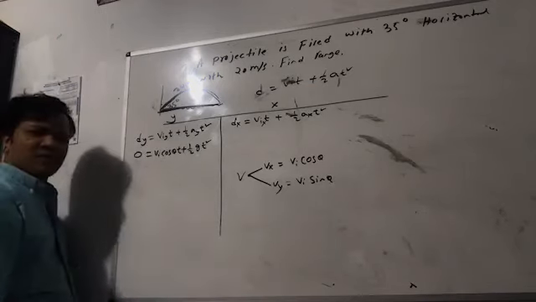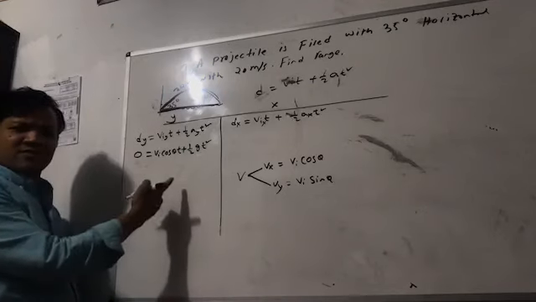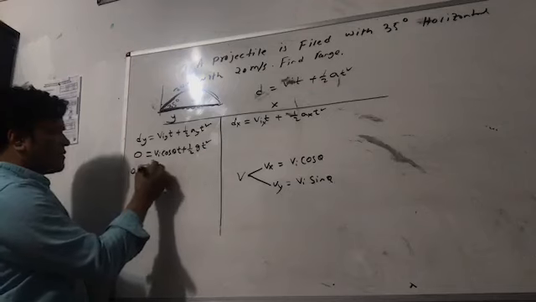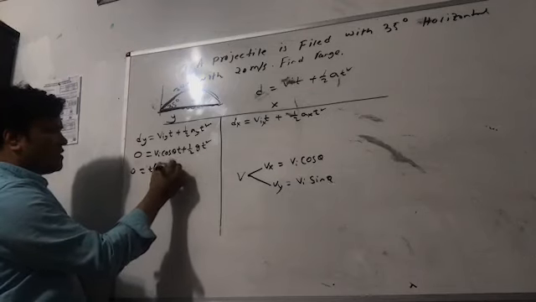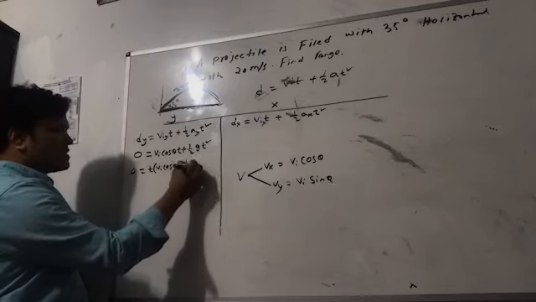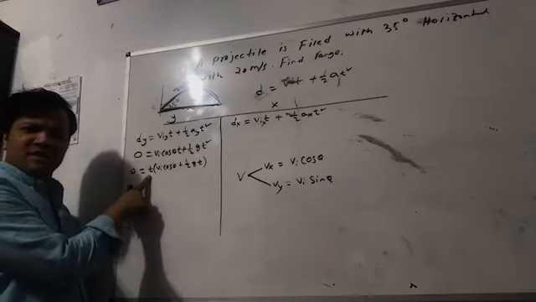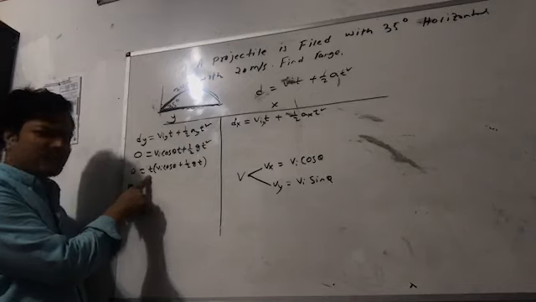What can we do with this one? We can factor out t, as you see. So let's factor out t and let's see what happens: t times (Vi sine theta plus half gt). Alright, now we can divide both sides by t, and let's see what happens when we divide both sides by t.